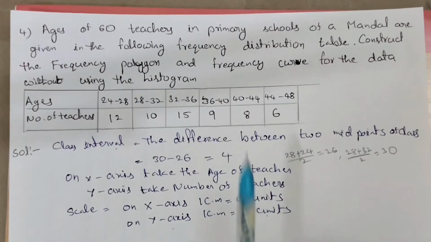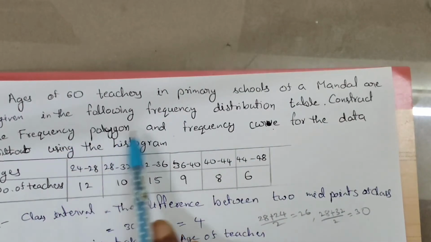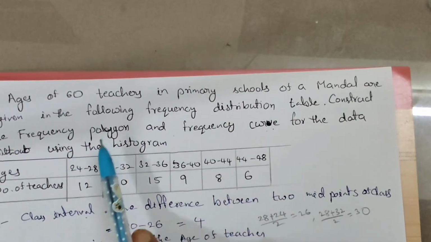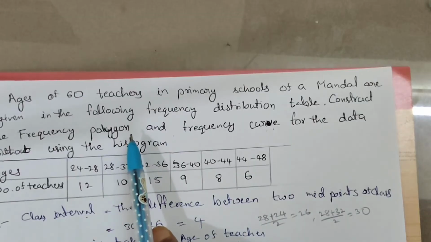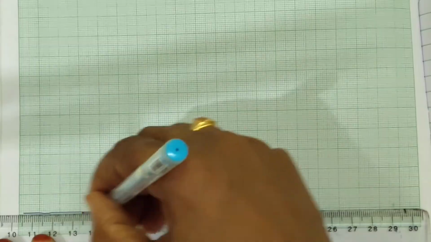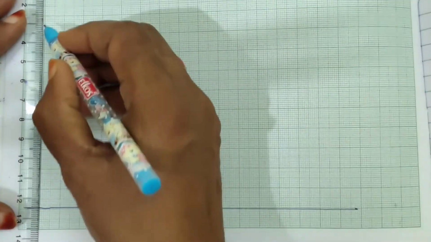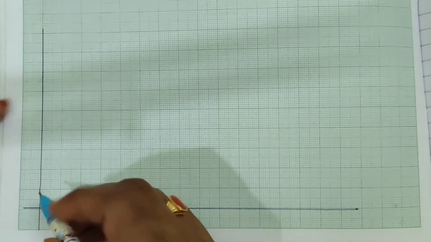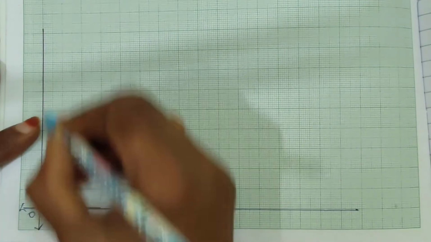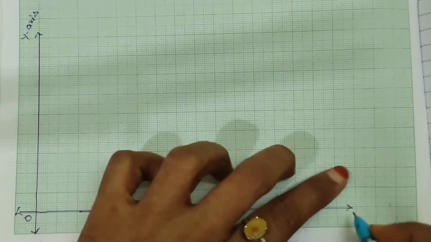Now we draw the frequency polygon and frequency curve. First we draw the frequency polygon. Now we draw one horizontal line, that is the x-axis, and one vertical line, that is the y-axis. The intersecting point is O.